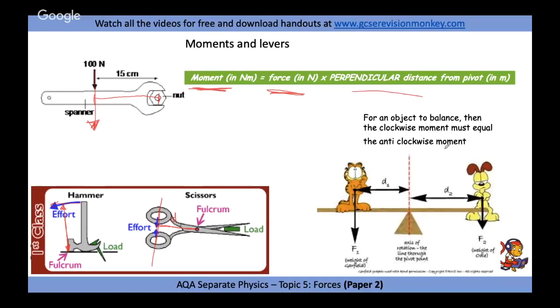Now, if we want an object to balance, what we're going to need to know is that the clockwise moment equals the anti-clockwise moment. So basically, on a seesaw, our turning effect that way is equal to our turning effect that way. Now, we might possibly see it with multiple objects on a seesaw. So I've got, let's say, an object here and an object here, and they balance with an object over here. I just have to work out the moment of this object and that object and add them together, and those two moments added together should equal the moment over on this side.